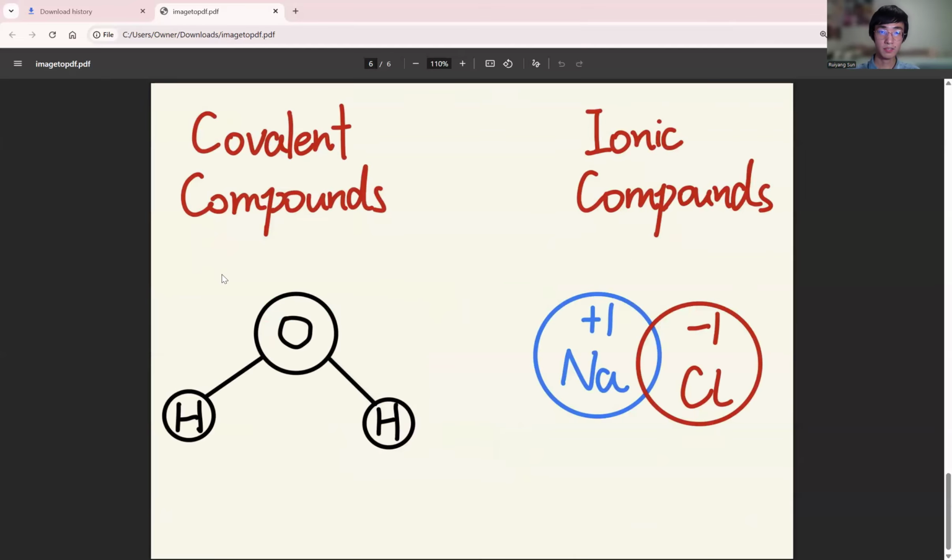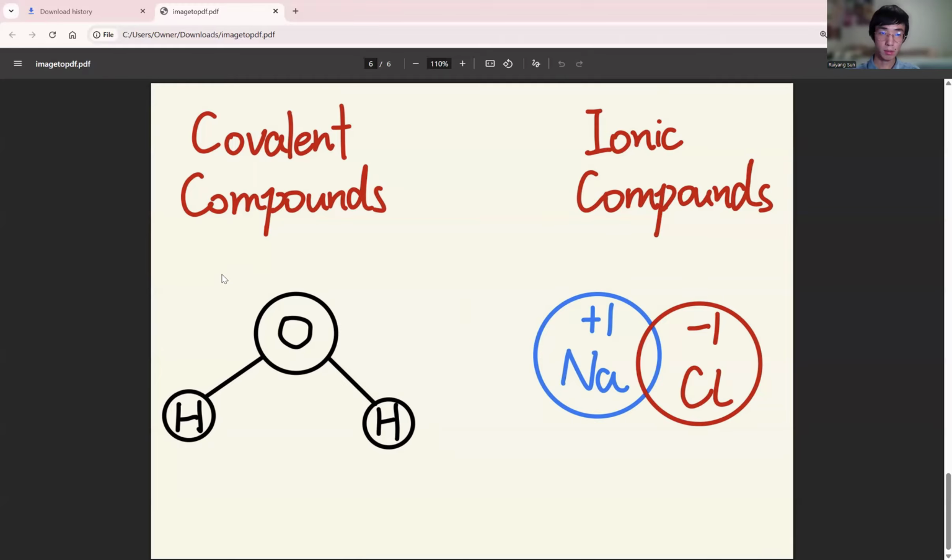Finally, let's compare the difference between ionic compounds and covalent compounds. Ionic compounds usually form between a metal and a nonmetal, like sodium chloride, where the electrons are transferred. Covalent compounds are formed between two nonmetals, where the electrons are shared instead of transferred. Water and carbon dioxide are good examples.